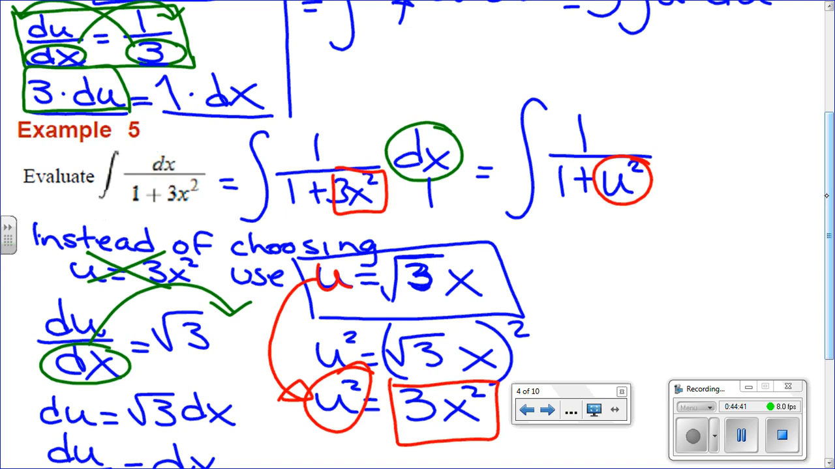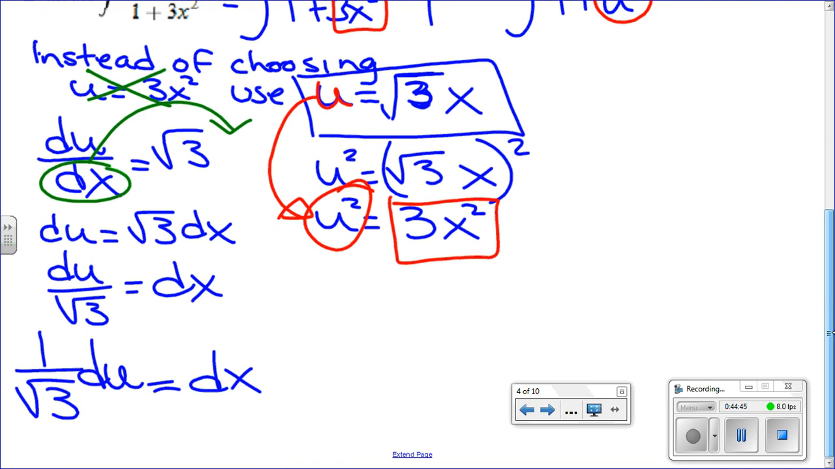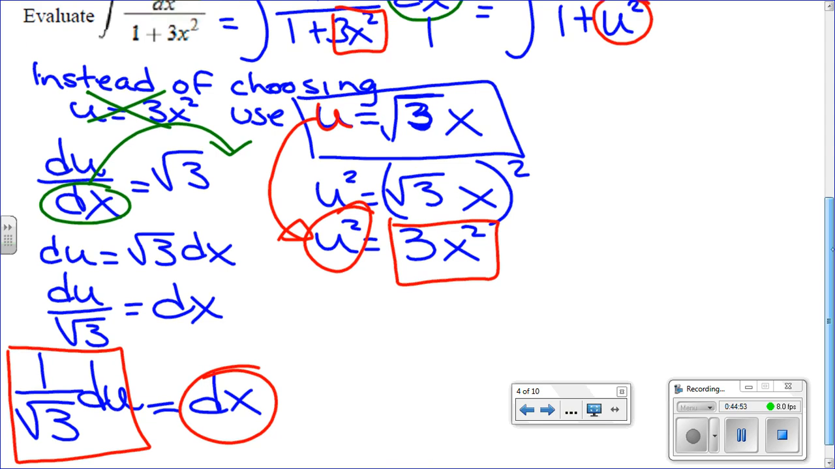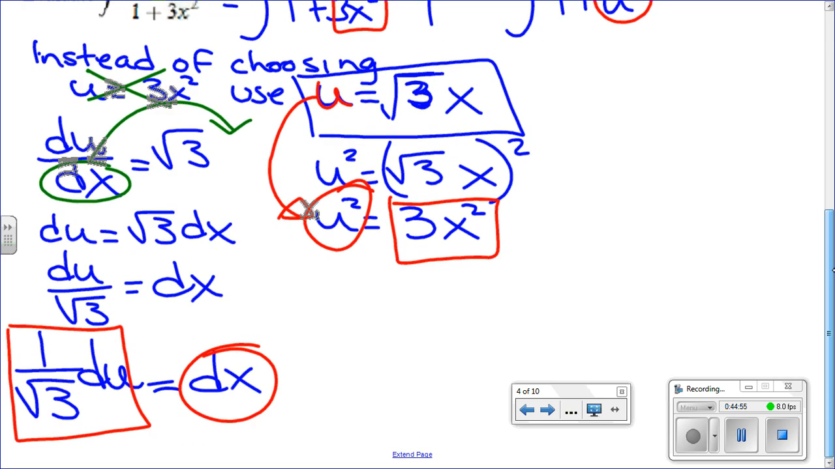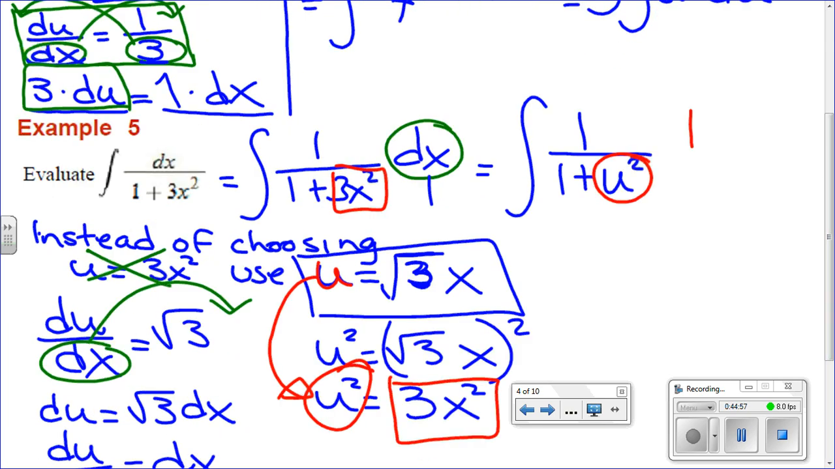And then for dx, we already agreed that we were going to substitute that dx with all the stuff from here. Are you guys with me? Okay. So what was it? I forgot. One over the square root of 3 du, right? Now this constant here, I'm going to factor it out of the integral.